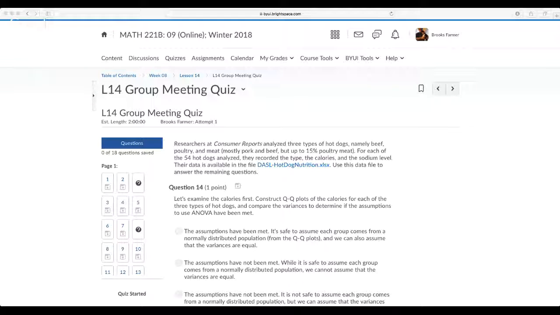Researchers at Consumer Reports analyzed 3 types of hot dogs, namely beef, poultry, meat, which is mostly pork and beef but up to 15% poultry meat. For each of the 54 hot dogs analyzed, they recorded the type, the calories, and the sodium level. Use this data file to answer the remaining questions. Let's examine the calories first. Construct QQ plots of the calories for each of the 3 types of hot dogs and compare variances to determine if the assumptions for ANOVA have been met.